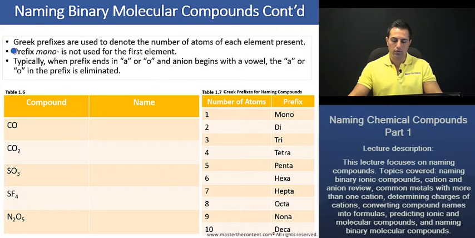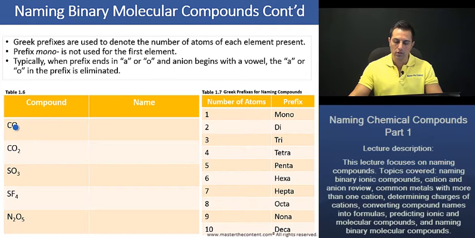Let's actually work through a few now. Looking here at table 1.6, we have carbon and oxygen in the compound. For carbon, as it says here in the prefix rule, we only have one carbon, but the prefix mono is not used for the first element. If we recall, we just name the first element, which is carbon, and then add the -ide ending for the anion, so this is going to be oxide.